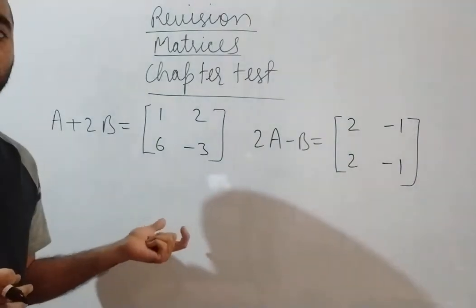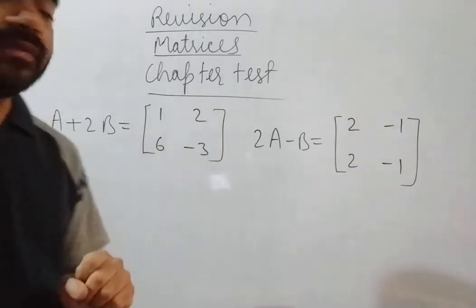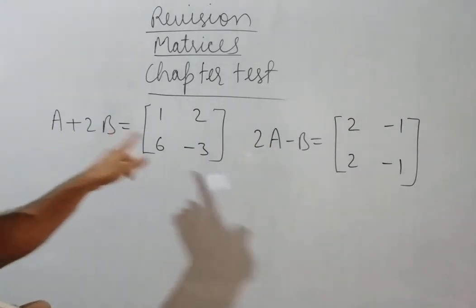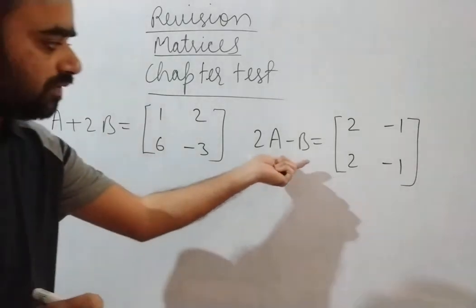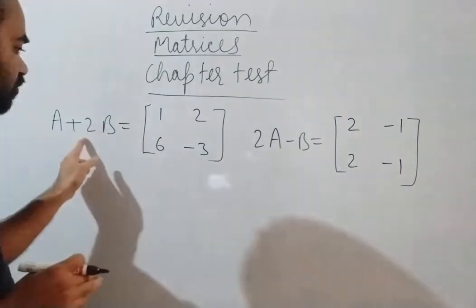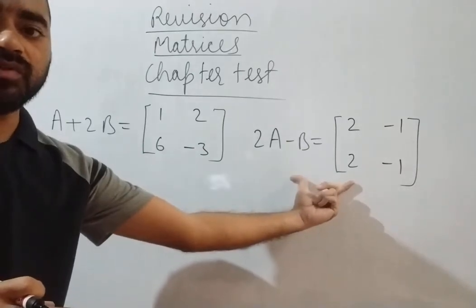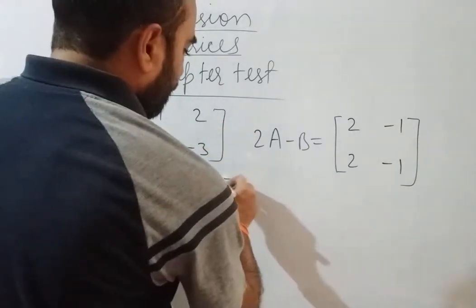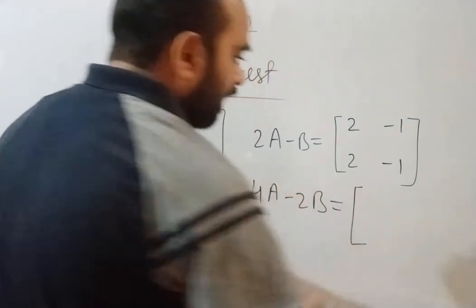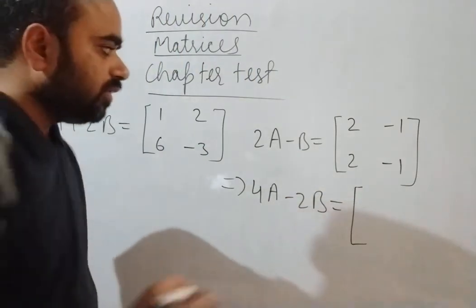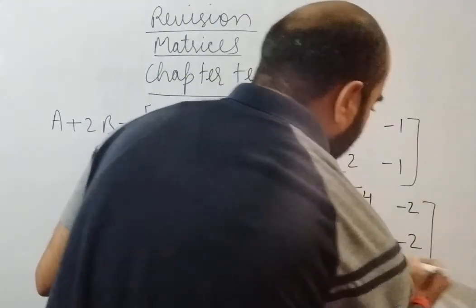This is similar to solving simultaneous linear equations. Here it is A plus 2B and here it is 2A minus B. So we can equate the coefficient of A or coefficient of B, whatever you want. Suppose we want to equate the coefficient of B. Here it is 2B and here it is minus B. So if you multiply the second equation throughout by 2, then this will become 4A minus 2B. In the RHS also all the elements will be multiplied by 2. It means 4, minus 2, minus 2. Correct?